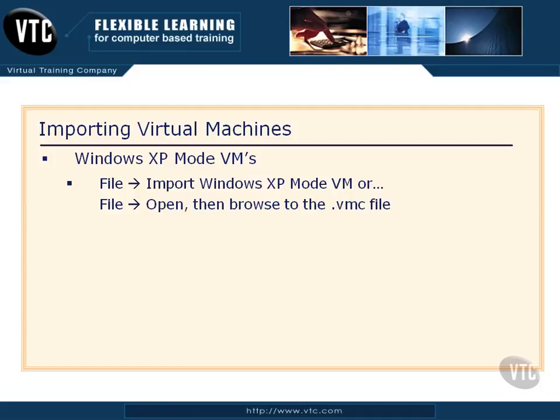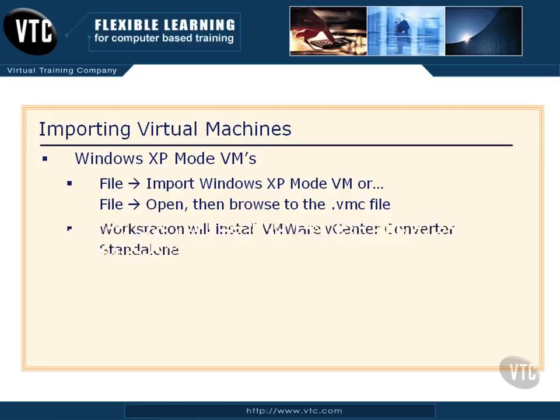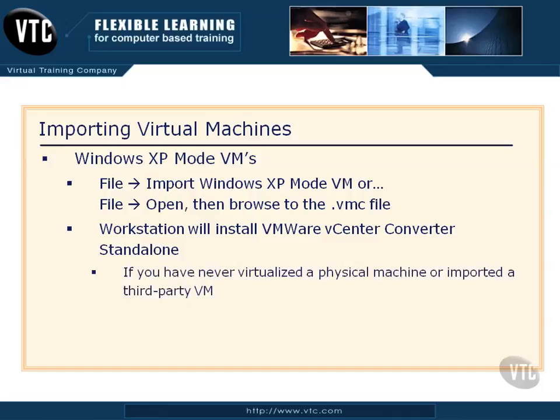First up, the Windows XP mode virtual machines. Very simple. In Workstation, you're going to do File, then choose Import, and there's actually an Import Windows XP mode virtual machine option in the menu, or you can just do File, Open, and then browse to the XP mode library directory, find the VMC file, and tell it to open it. Workstation will automatically install the VMware vCenter Converter standalone version, and this will actually convert it. You can go out to VMware's website, find this converter standalone, download it and play with it, but this is going to do it for you.